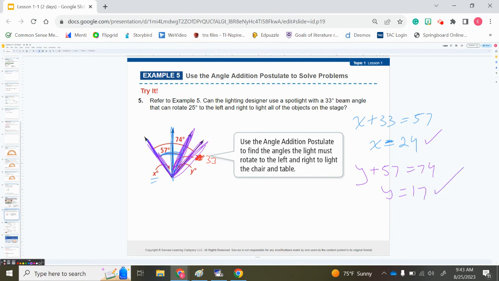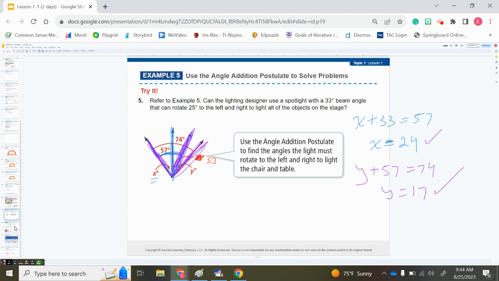Yep. So is the whole stage lit? Yes, it is. Does that make sense? A little bit better with the second time around, I hope. Okay. All right, let's take a look. Now, example 6, for some reason, Savas did not originally include it, so I'm going to go over that now. Is anybody still writing this down, though, before I move on?